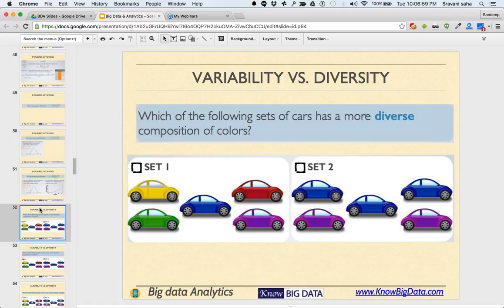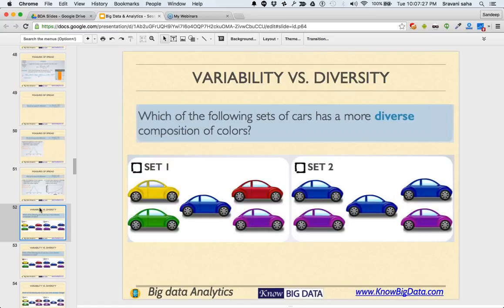As you go ahead and write your reports about data analysis, keep the words very clear. There is a difference between variability and diversity, while in journalism we use both the things together. Variability means how much your data is varying.